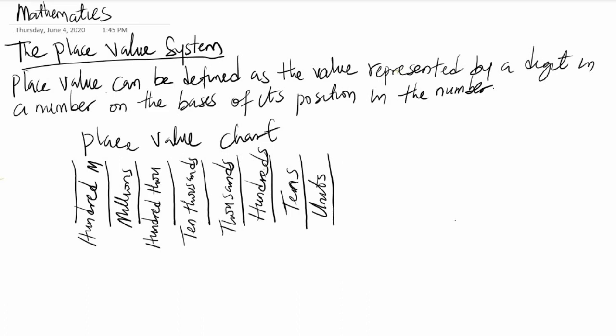And the place value of a digit increases by 10 as we move left on the place value chart, and decreases by 10 as we move right. I'll write that down.